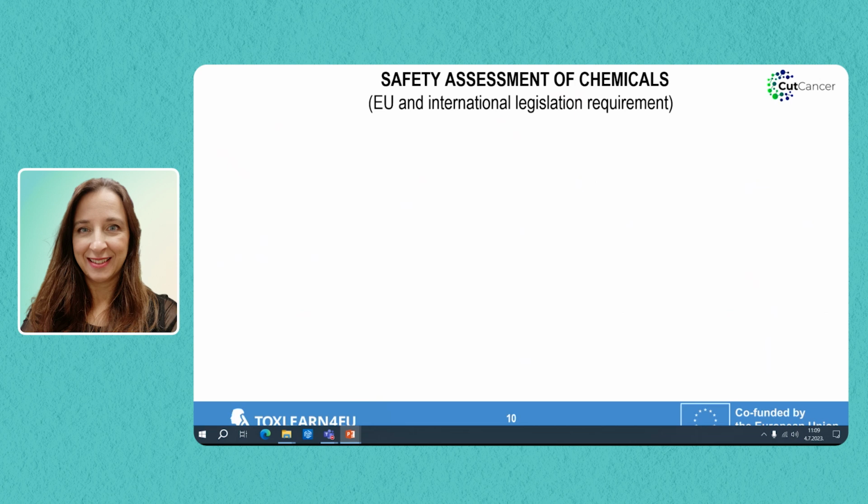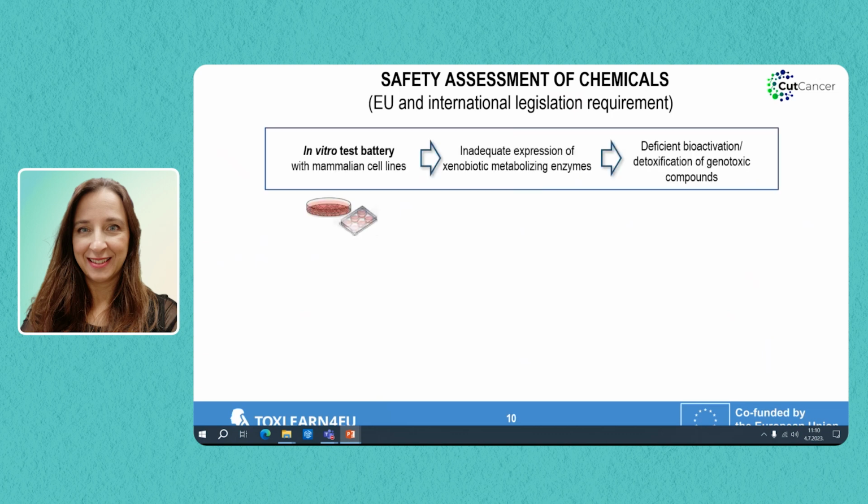Okay, but as I said, let's go back to the safety assessment of chemicals, where we mostly use, as I said before, in vitro test systems, bacterial, and then also mammalian cells. And I will focus on mammalian cells. Usually, for example, in our laboratory, we are using hepatic cells. Liver is the main organ that is metabolizing the xenobiotic substances. And also in these cell lines, we want to have metabolism.